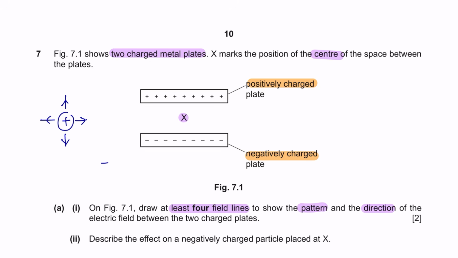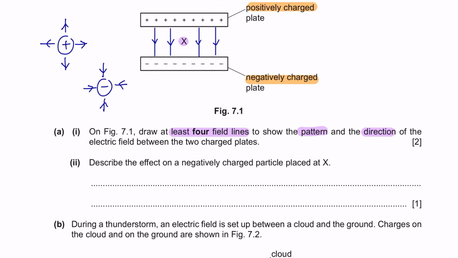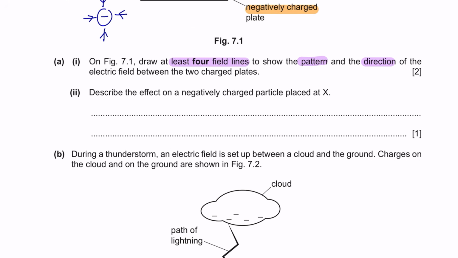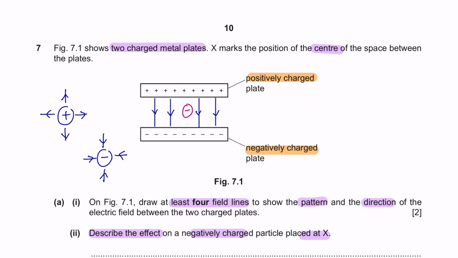Positive particles always have outward field lines, whereas negative particles will have inward field lines. So this is what it's going to look like, from positive going outwards and inwards into the negative plate. Part 2. Describe the effect on a negatively charged particle placed at X. So if you place a negatively charged particle in the center like this, it will be attracted to the positively charged plate and repelled from the negatively charged plate.